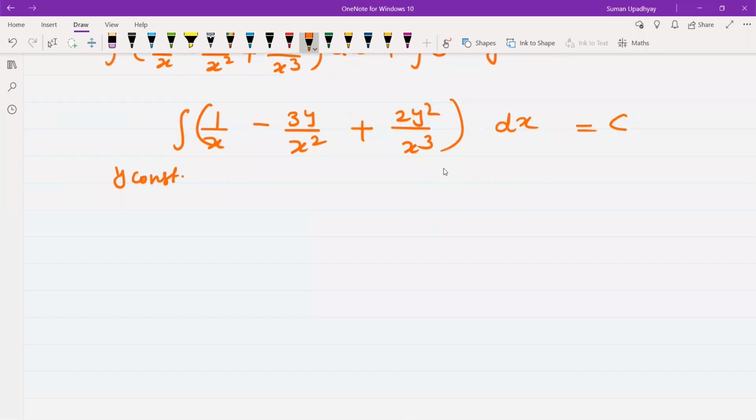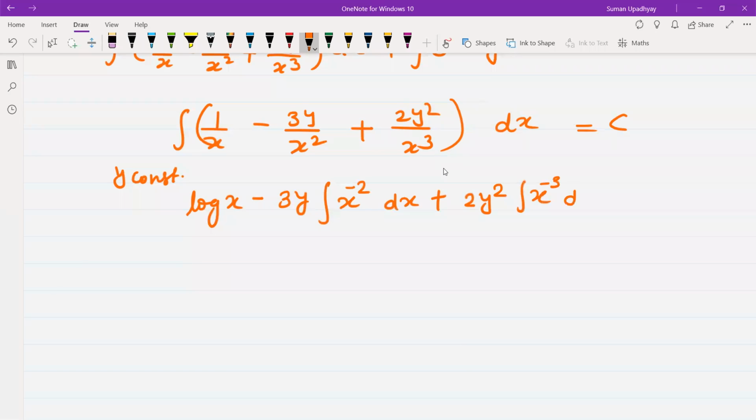So tell me what is the integration of 1 upon x? Log x, absolutely right. Log x minus, what is constant in it? 3y upon x square. What is constant? y is constant, 3y is constant. Take it outside. And what will be the integration of 1 upon x square? 1 upon x square, I can write as x raised to minus 2. Plus, what is constant in the third term? 2y square. And I can write 1 upon x cube as x raised to minus 3 dx equals integration constant. Now you all can integrate it.